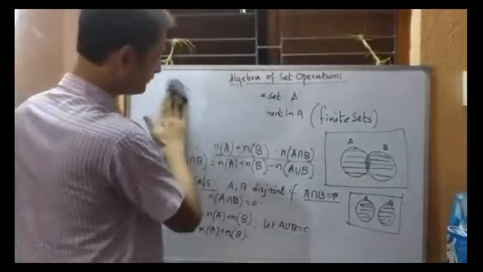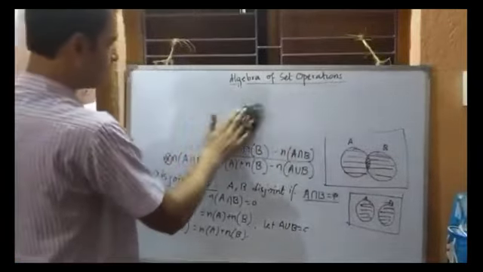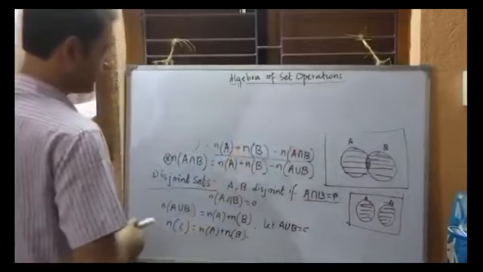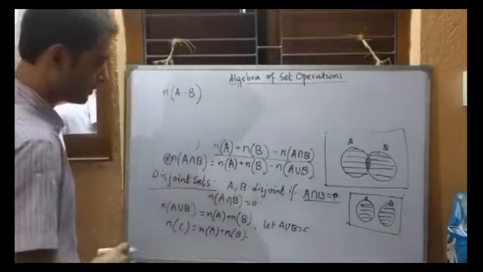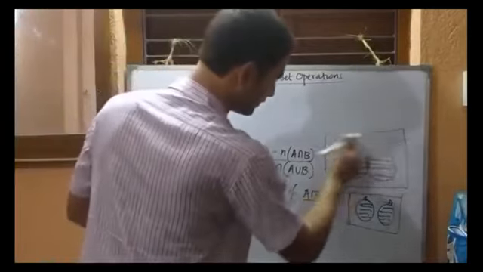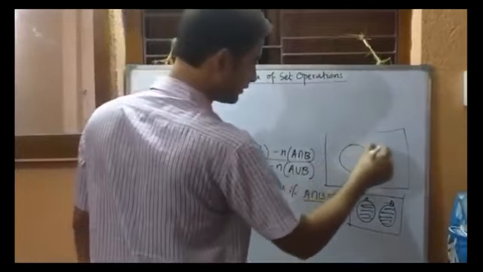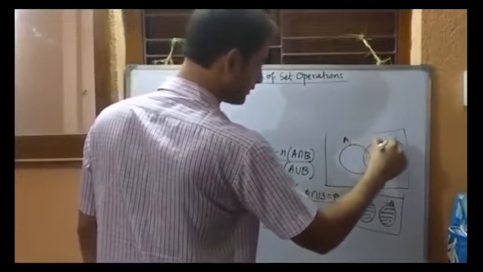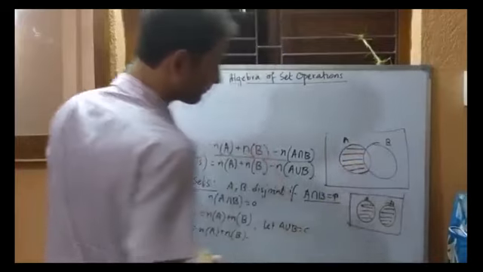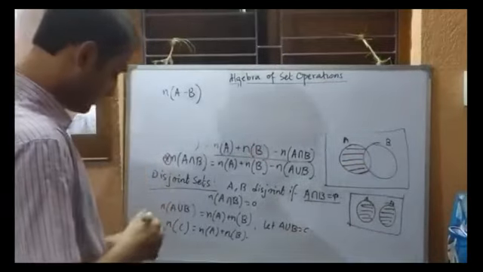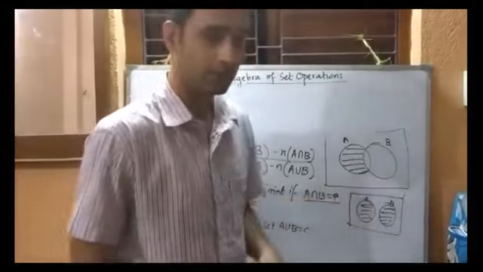See here, for an example, I take n of A difference B. So if we consider the set in the Venn diagram, what we see, so this is A and this is B. So A difference B is here. And in these situations, we will have the values of n of A and n of B.